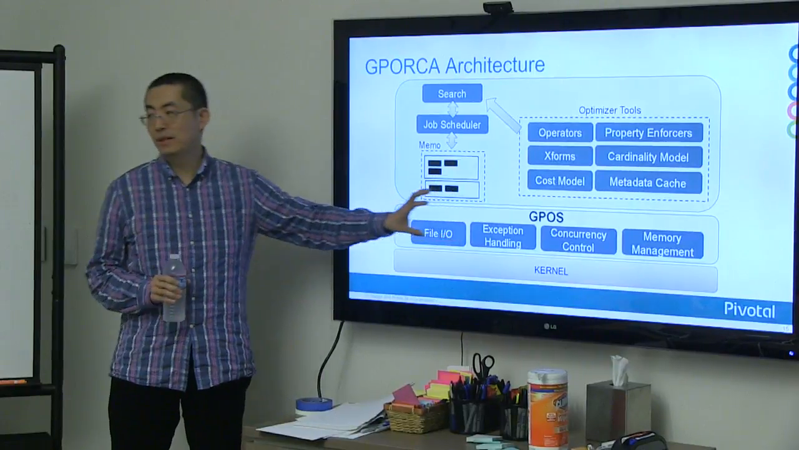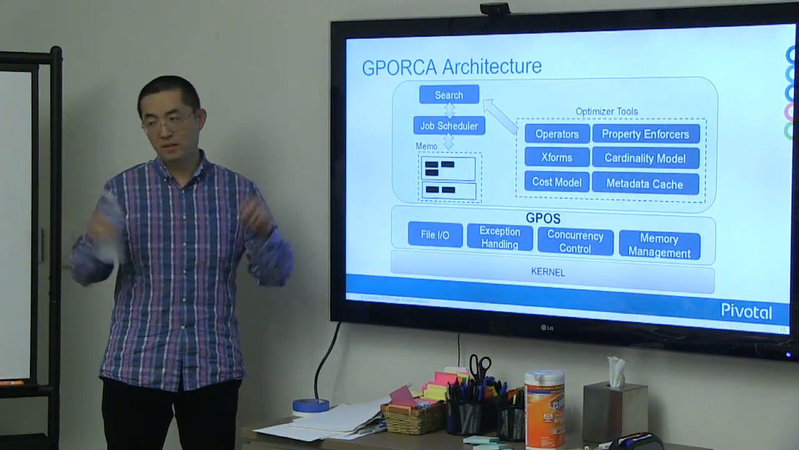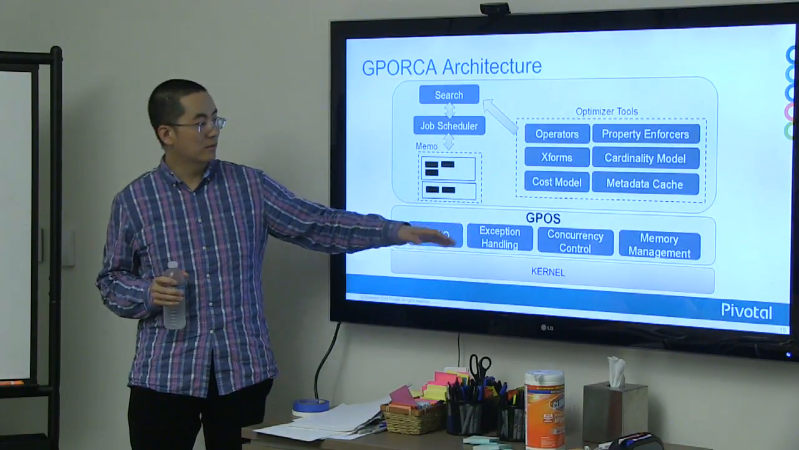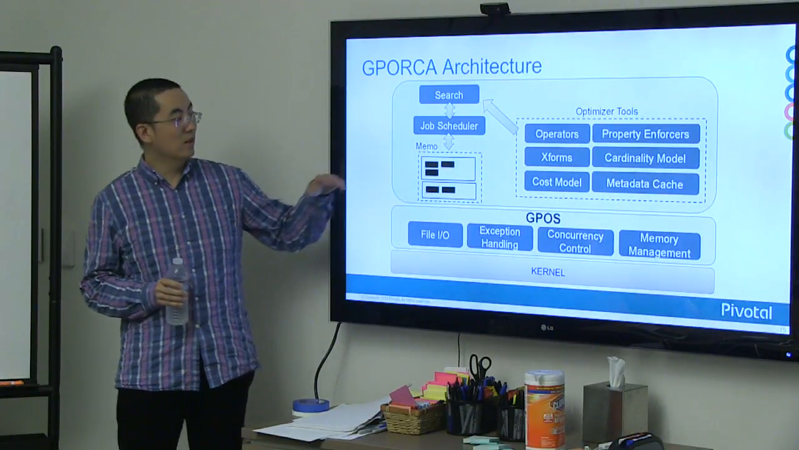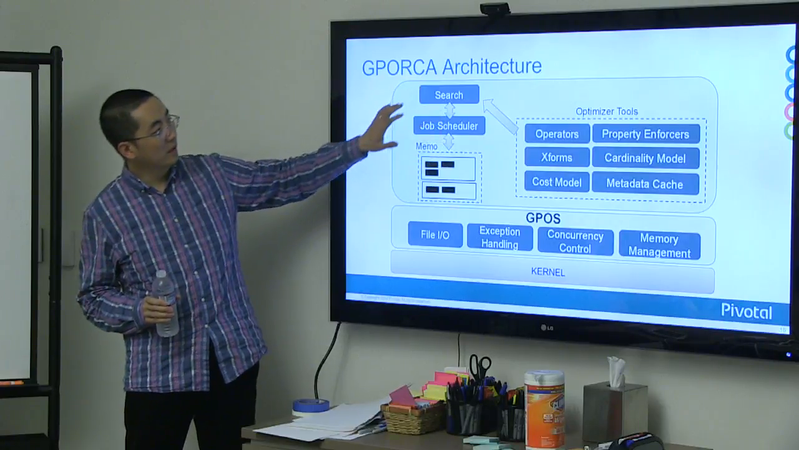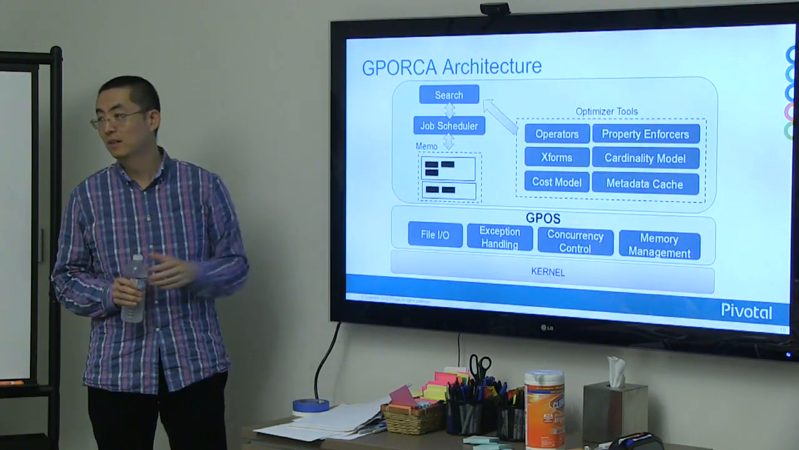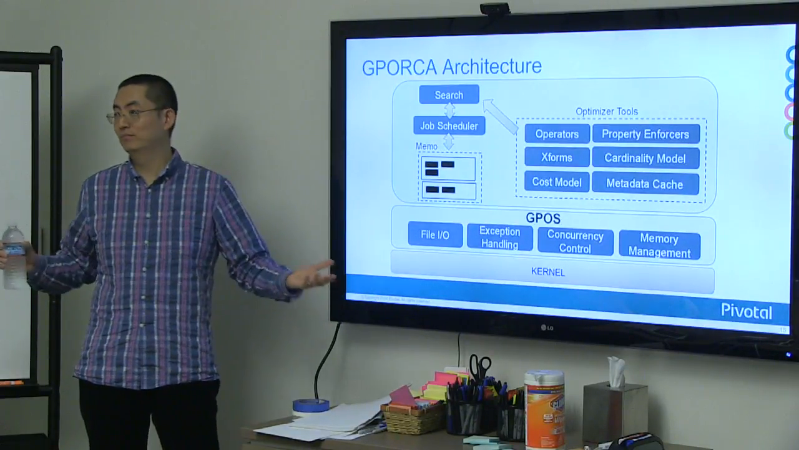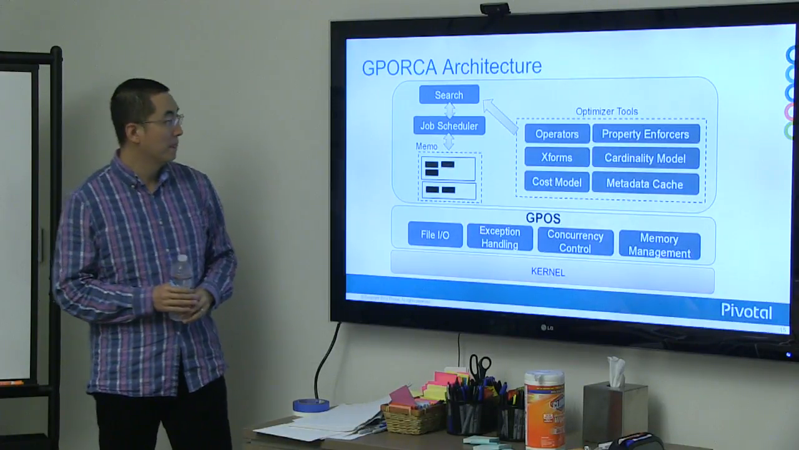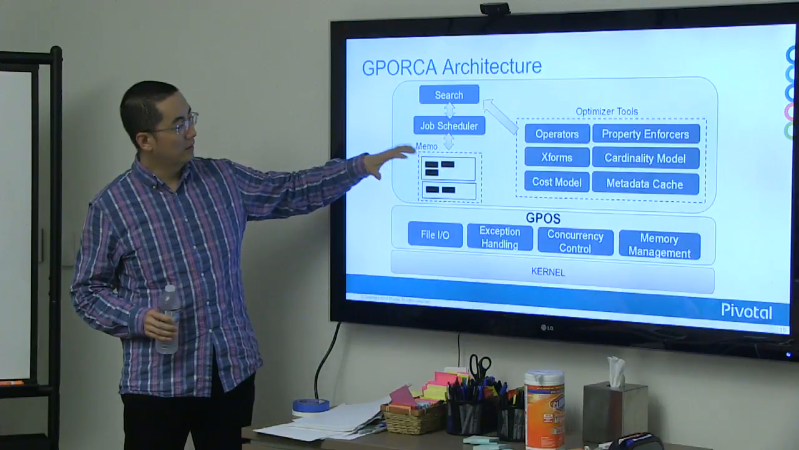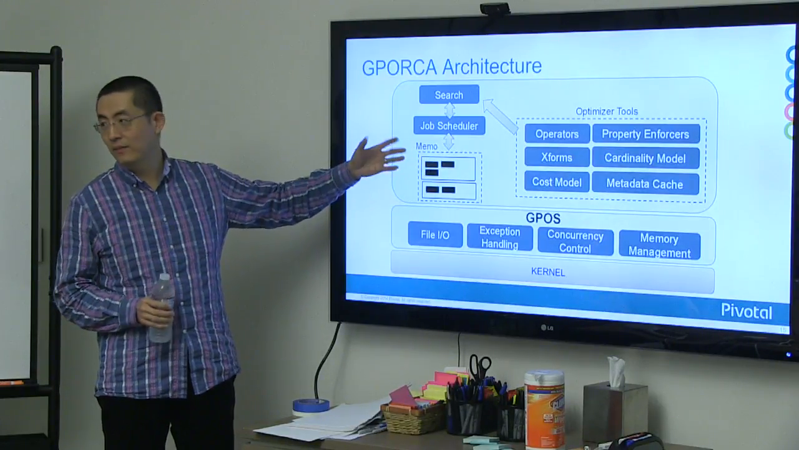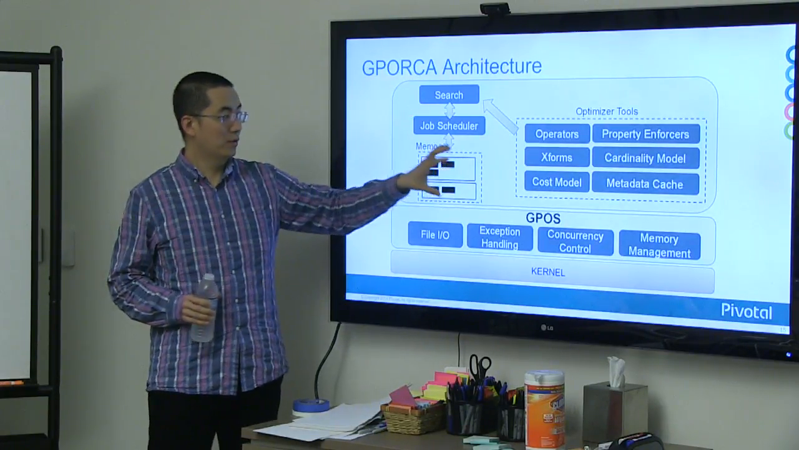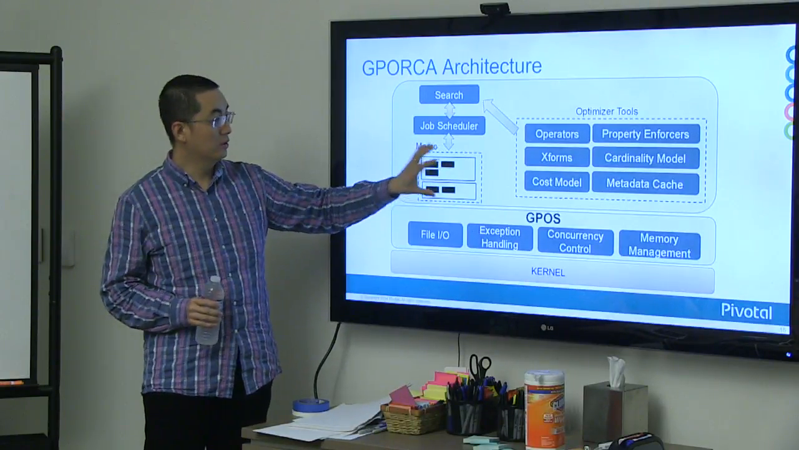If you look deeper in the GPORCA part, it is roughly split into two pieces. There is a layer we call GPOS, which is the Greenplum operating system. It handles file IO, exception handling, concurrency control, memory management, and then building on top of that is basically a job scheduling based optimizer. Everything is a job, and when we finish optimization, we produce the best plan. All the context information about different candidate plans is stored in the memo data structure. I'll have an example to explain the memo later in the slides. And there's a search framework to figure out what I should do in this huge space I just stored.